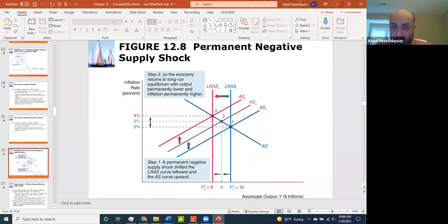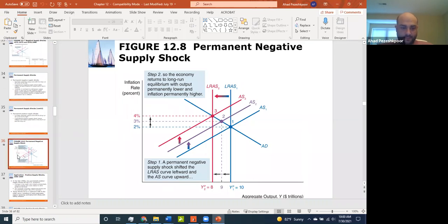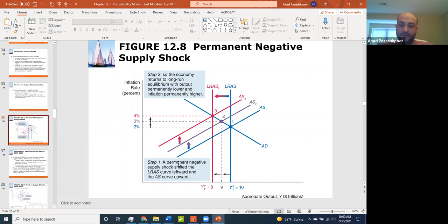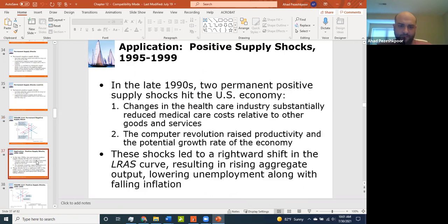Your supply curve shifts left. And when it's a permanent negative shock to supply, your aggregate supply curve also shifts left. So gradually, this will happen. A permanent negative supply shock shifted the long-run aggregate supply curve leftward, and the aggregate supply curve upward, which is the same. Leftward is the same as upward when your curve is upward sloping. A supply curve is always upward sloping, so a leftward movement is always the same as an upward movement.